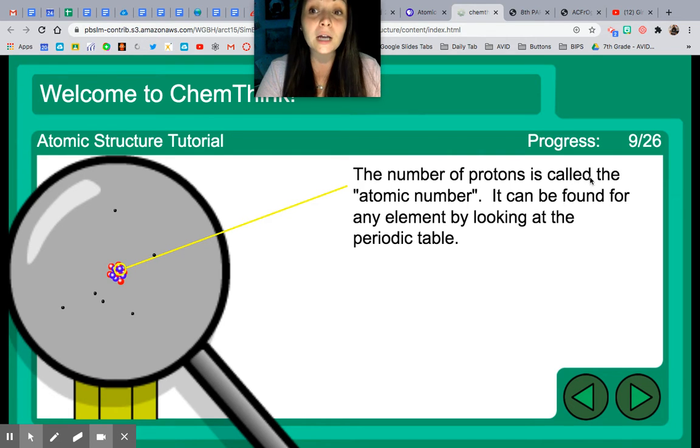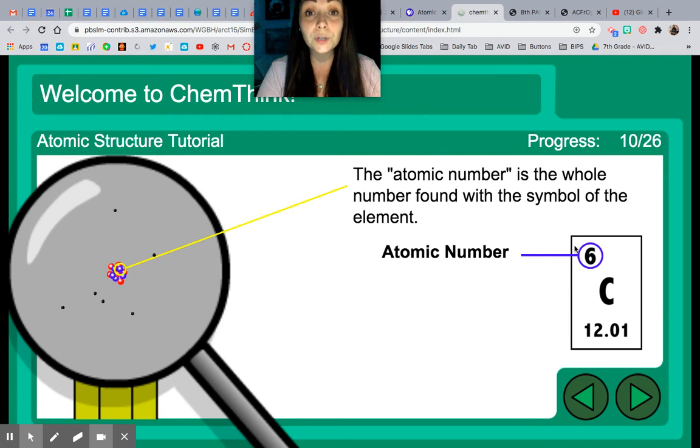So the number of protons is called the atomic number. It can be found for any element by looking at the periodic table. So here's the periodic table and here's your periodic square. So the atomic number is usually at the top, but some periodic tables have it at the bottom, and they have this number, which is the atomic mass, up top.